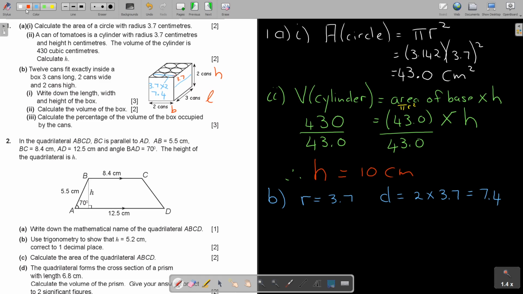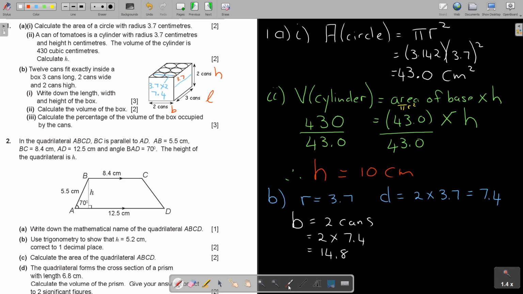So the breadth will be 2 cans. Because I'm working with the diameter, it's 2 times 7.4. And if I say 7.4 times 2, I get 14.8. Just want to see quickly, I'm checking the dimension. It's 7.4 by 2, 14.8.